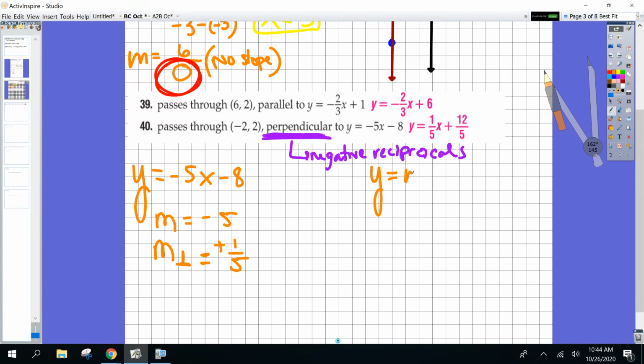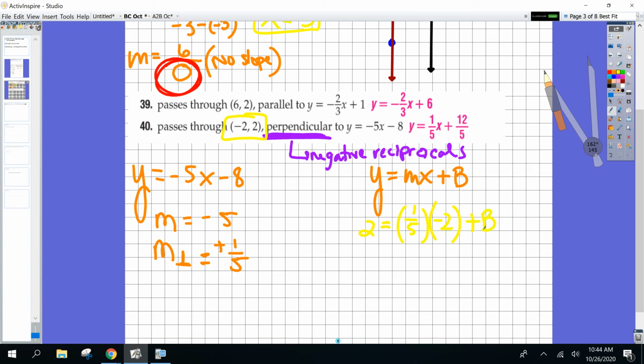So now I go back. y equals mx plus b. I already know the slope. The only thing we need to find is the b, the y-intercept. And how did we do that on Friday? We took the point it went through and plugged it in. So 2 in for y. m, we already found, positive 1/5. x, -2. Is everyone all right with where I'm plugging those numbers and where I'm getting them from?